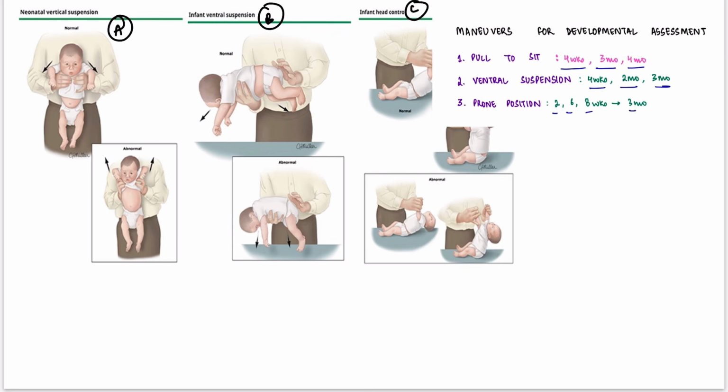So what exactly am I testing over here? In all of these maneuvers, you are actually testing the head control of the child. We all know that the direction of progression of development is cephalocaudal. So head control will come first. When the child is very small, a newborn, this head control will be absent. As the child approaches the 3 months cutoff when head control establishes, you will notice that the child is able to hold his head. So I want you to remember these three terms. First is pull to sit. In pull to sit, remember 4 weeks, 3 months, 4 months.